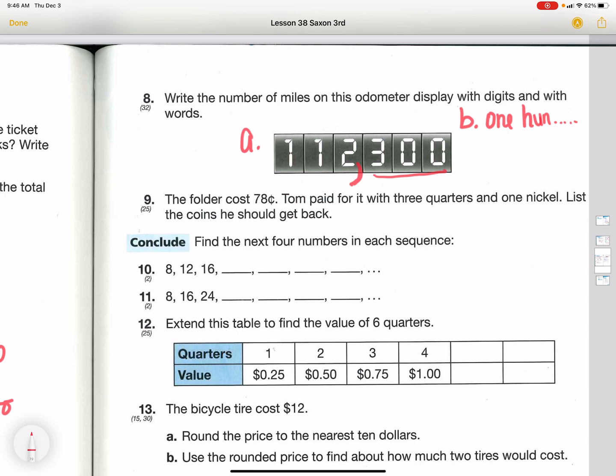The folder cost 78 cents. Tom paid for it with 3 quarters and 1 nickel. List the coins he should get back. There are lots of steps to this problem. First, you need to find out how much he paid. 3 quarters and 1 nickel is 75 plus 5 is 80. That's the first step. And then we need to subtract 78 because that's what he spent. We need to borrow. We get 2 cents. And so he should get 2 pennies.